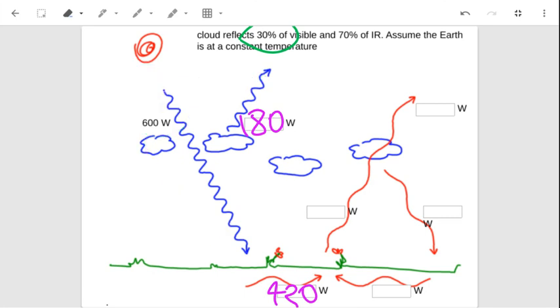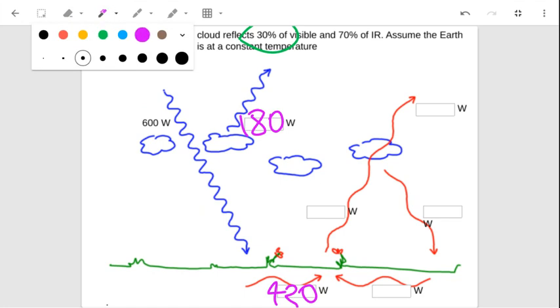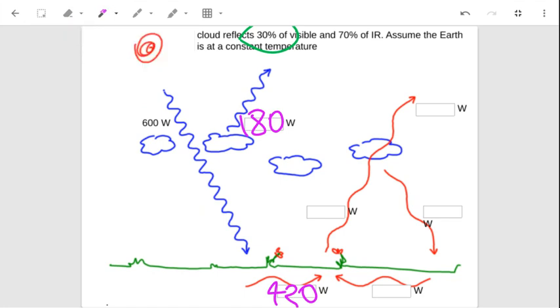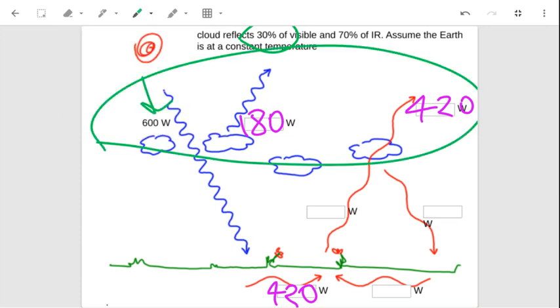Now looking at the other side, where the infrared is trying to be emitted from the Earth, the first thing is I've got infrared only coming in, and the only output is this arrow here, which tells me that those two must be equal. So I've got 420 coming out. That also helps us to balance the total in and the total out as being the same amounts, 420 plus 180.